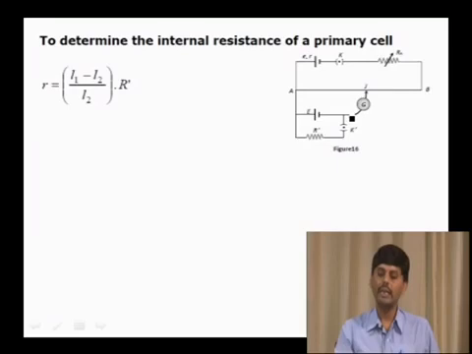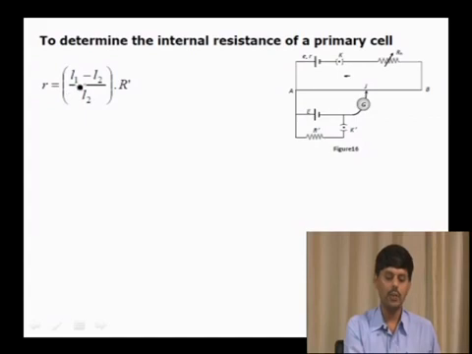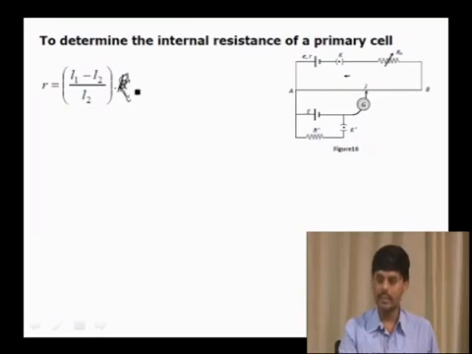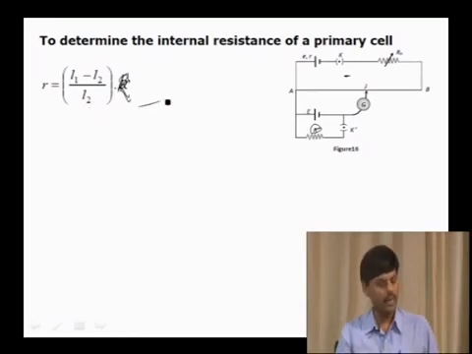Now, to determine the internal resistance of the primary cell using this circuit diagram, this is the primary circuit and this is the secondary circuit. By taking the help of r is equal to (L1 minus L2) divided by L2 into R, where R is the external resistance, we can easily find out the internal resistance of the cell.